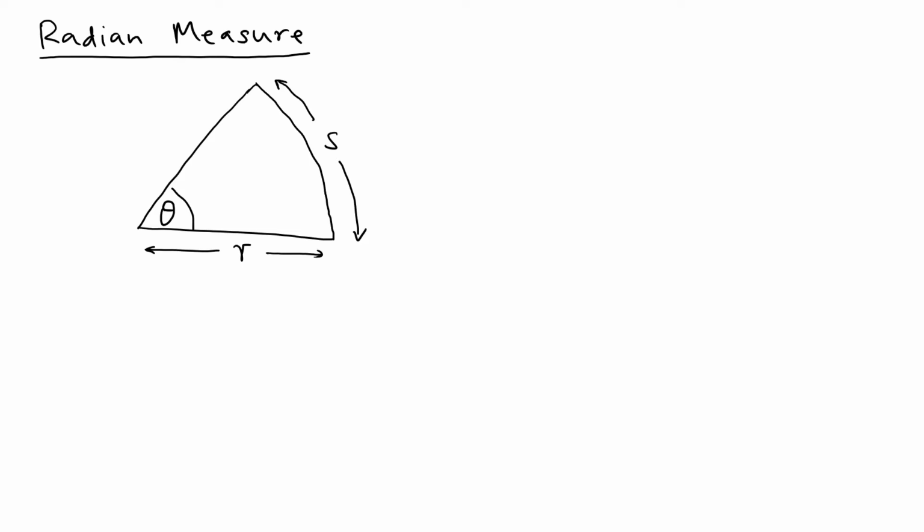Now the question is how you can measure this angle in radians. What we can do is look at the ratio between the arc length and the radius. This ratio is what we call the angle in radians. That's how we define it. This is a definition: that's how we define the angle theta.